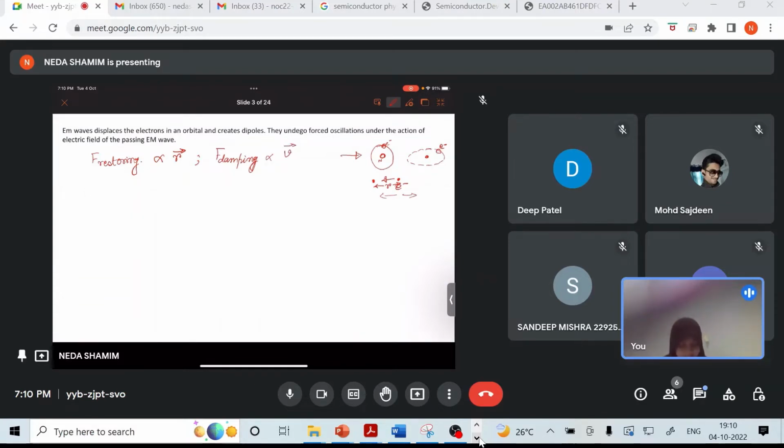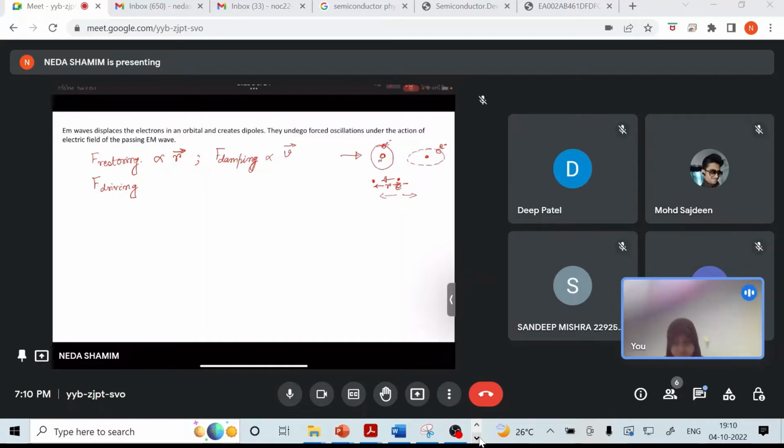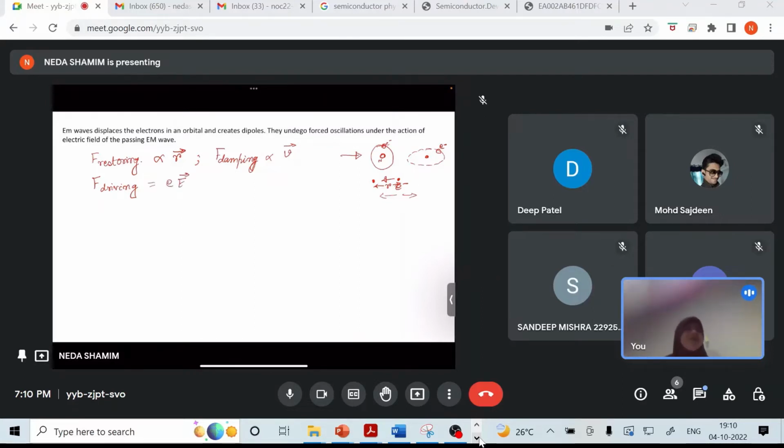Electrons start oscillating. There will be a damping force that is proportional to velocity. Then we assume that the nucleus is at rest, and there is another force that will be acting on the electron. That will be the electric force of the electromagnetic wave. Because of the electric field, the electron gets displaced. So this driving force, or the electric force, will be equivalent to qE, where E vector is the electric field component of the light vector.